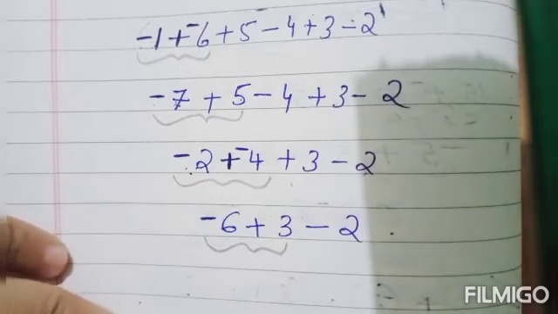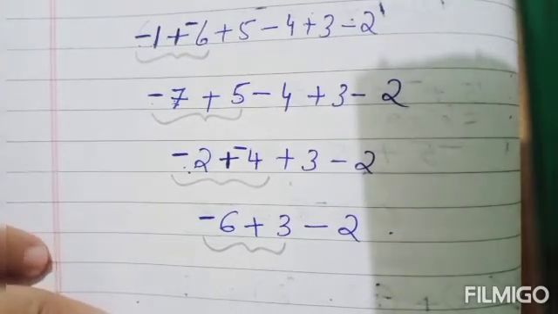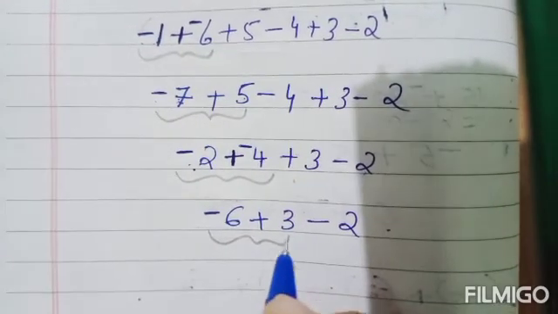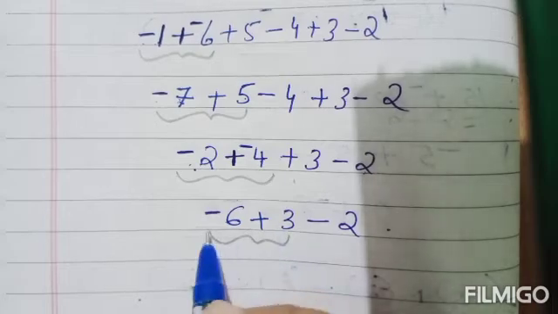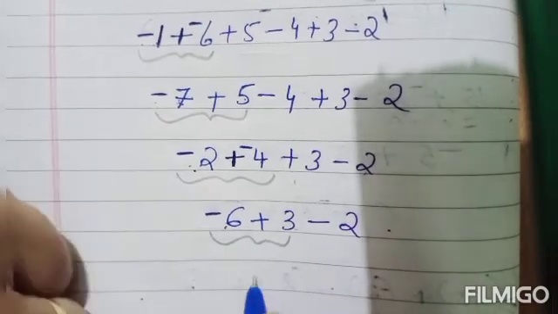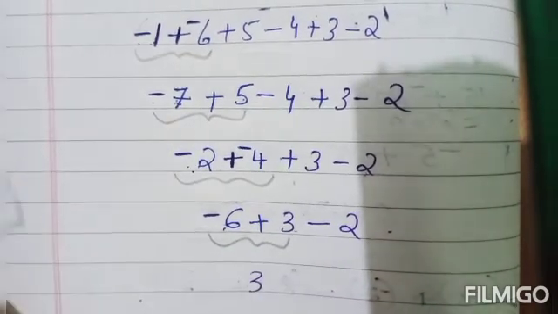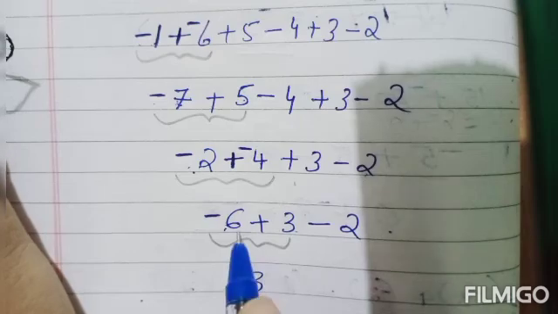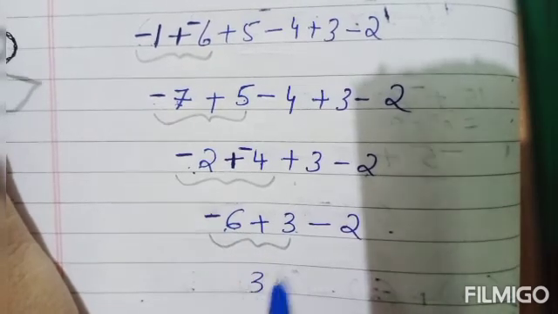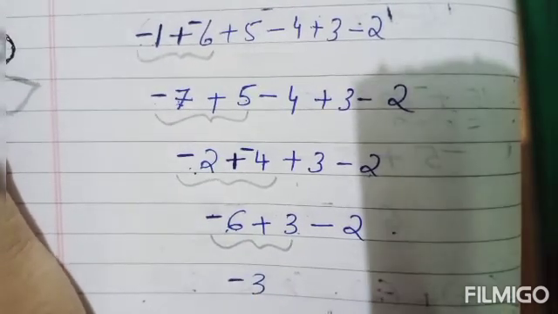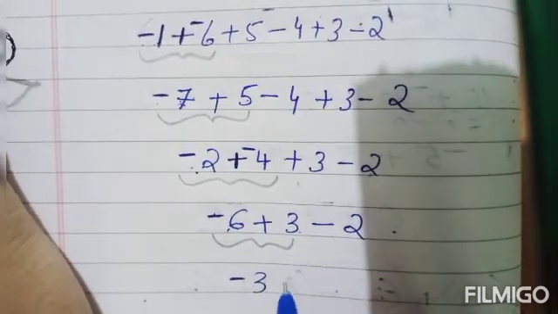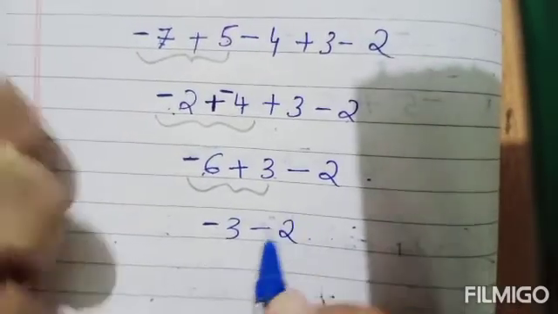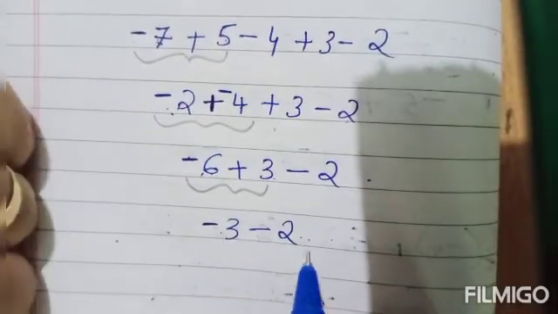What is minus 6 plus 3? Addition of a negative number and a positive number. First subtraction: 6 minus 3 is 3. Put the sign of the greater number. The greater number is 6, and its sign is minus. So minus 3. Okay. Remaining minus 2. You can write minus 3 minus 2.